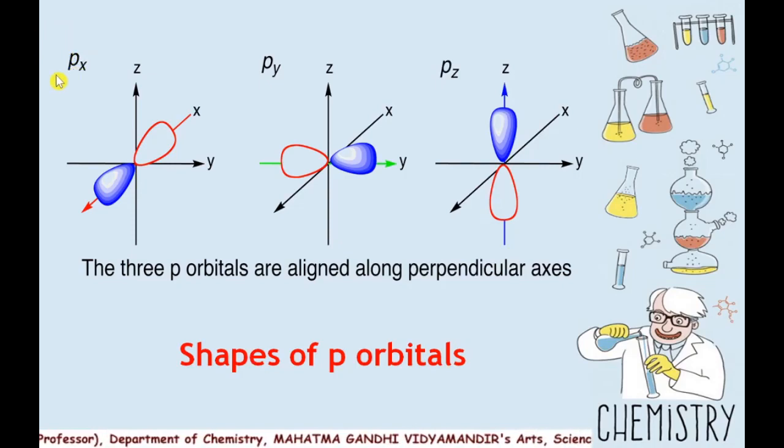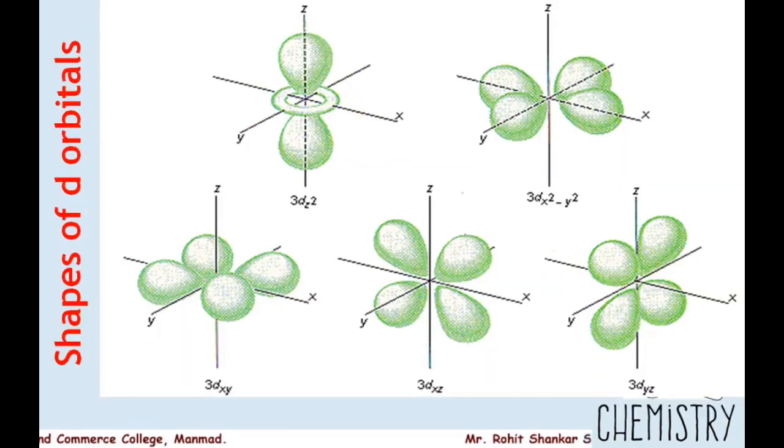In case of px orbital, x-axis passes through the lobes of p orbital. In case of py orbital, y-axis is passing through the lobes of p orbital. In case of pz orbital, z-axis is passing through the lobes of p orbital. In other words, we can say px orbital is pointing along the x-axis, py orbital pointing along the y-axis, while pz orbital pointing along the z-axis.